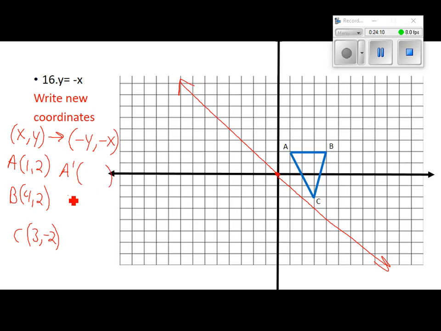A prime, B prime, C prime. We switch it around and change the sign of both of them, right? So (-2, -1), (-2, -4), (2, -3). Now let's graph these. (-2, -1) is A prime. (-2, -4). Oops, too far. That's B prime. (2, -3) is C prime.